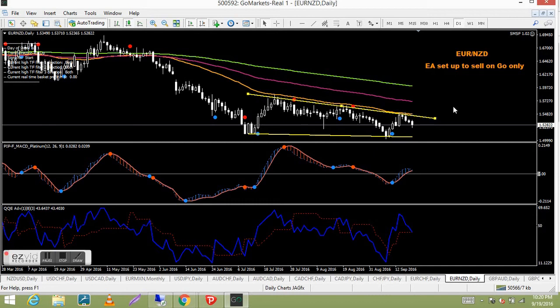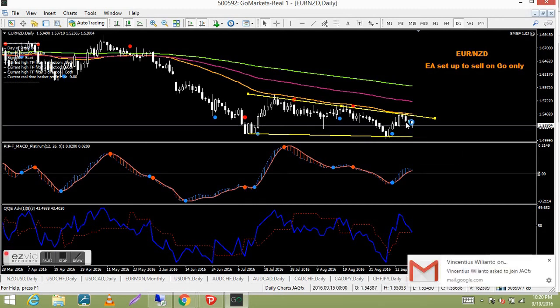Alright, Euro NZ. I've set up a sell on the Go only because the MACD's close to the 0 level. I've put the QQE advanced indicator on here just so I can have an idea the cross is about to happen. If I get a red dot there, that cross is confirmed, that'll be a sell, and I'll head down towards, probably close out on that trend line there. Take half there or something, move the stop to break even.